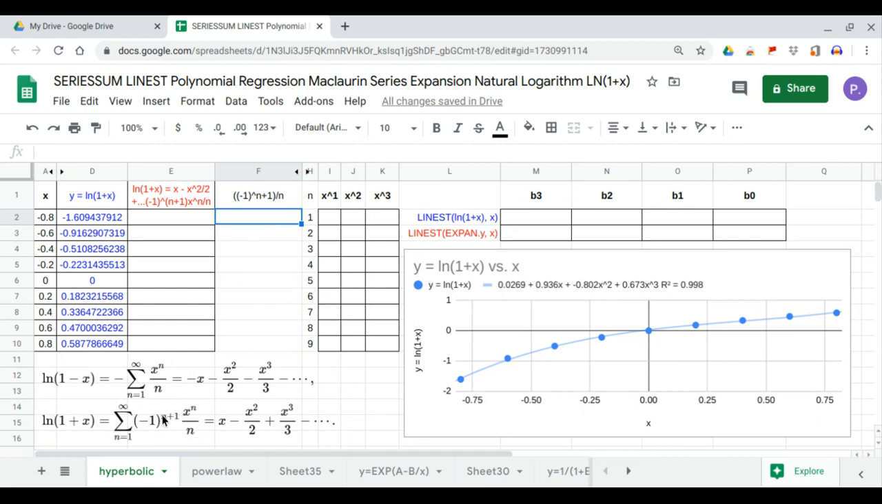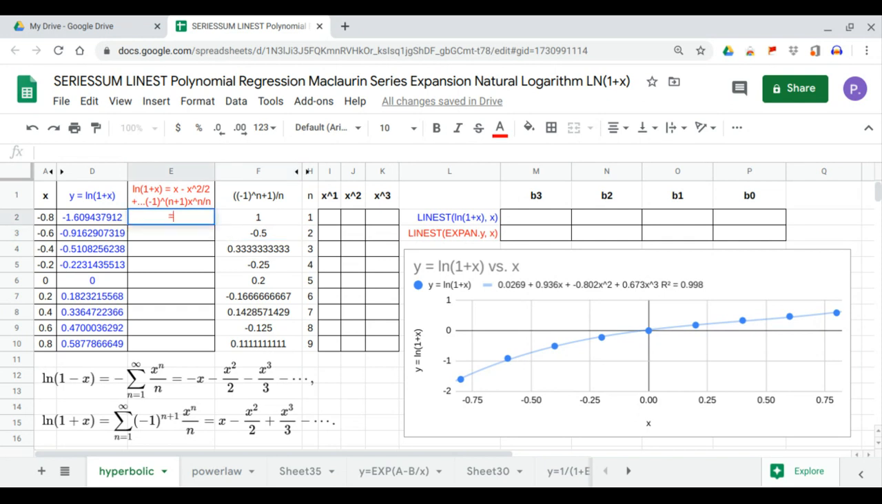So we start with the alternating values of negative 1. So it is an array formula of negative 1 to the power n plus 1, where n is the n values. We have alternating values: positive 1, negative 1, positive 1, negative 1. And we divide this by n, divided by the n values. Now we have the coefficients.